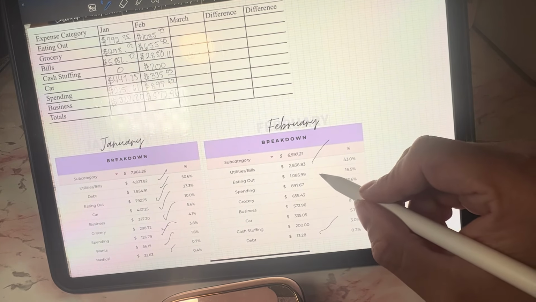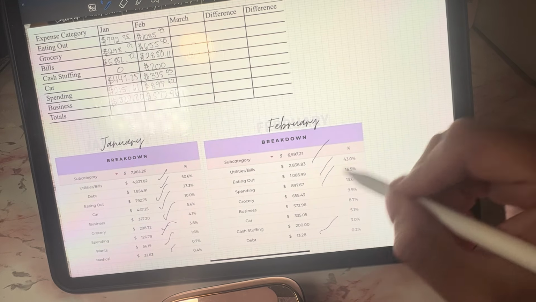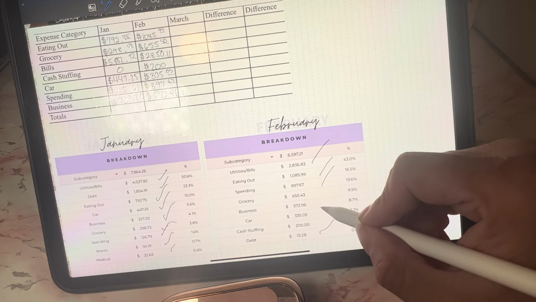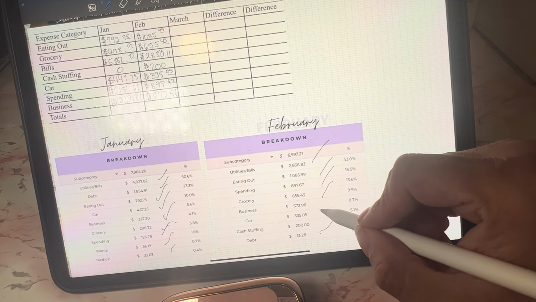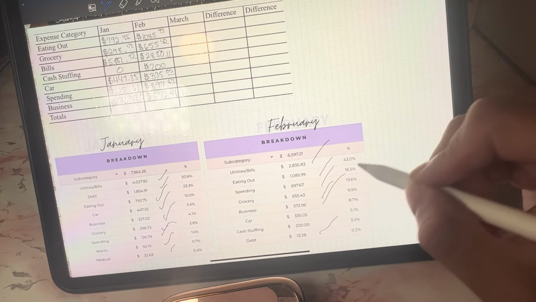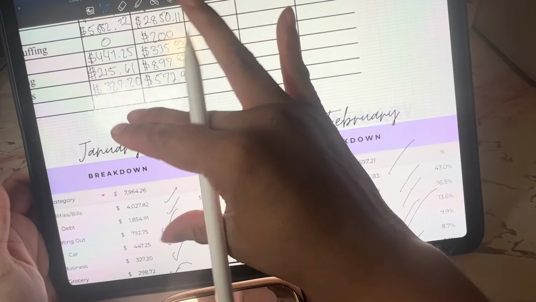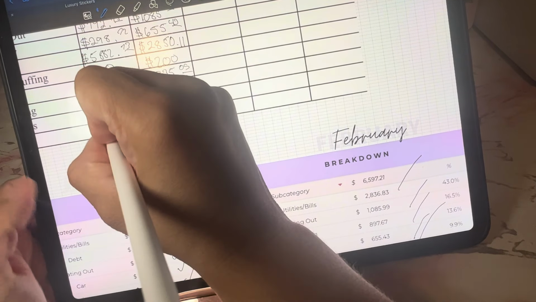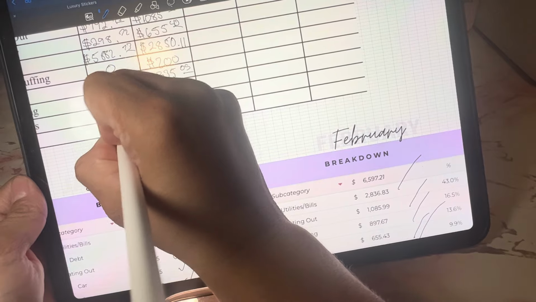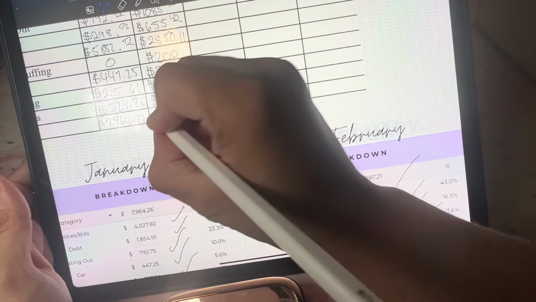Eating out. Yes. Spending. Got it. Got this. Got this and got... So, as you can see, this will have the total already for me, so I don't have to do the addition. All I just had to make sure is that I got all the categories done, which I did.